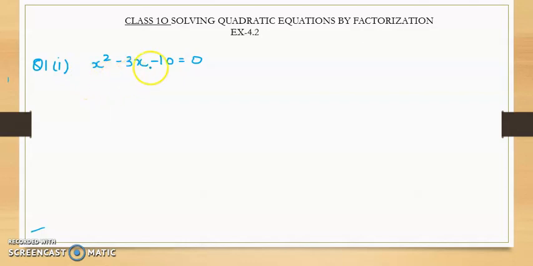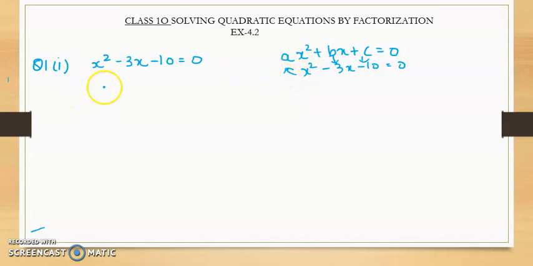Now see, this is a quadratic equation. So what is the standard form or general form of the quadratic equation? ax square plus bx plus c is equal to 0. Don't forget. Now we compare this equation, x square minus 3x minus 10 is equal to 0. So it is quadratic form. What is the value of a? 1. What is the value of b? Minus 3. What is the value of c? Minus 10. Okay, this is not required, but just a revision for you.